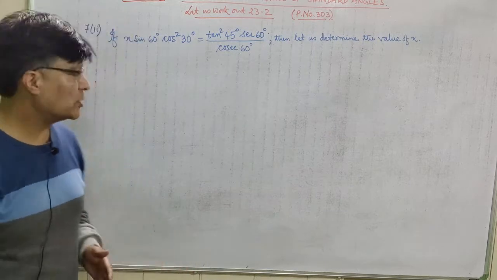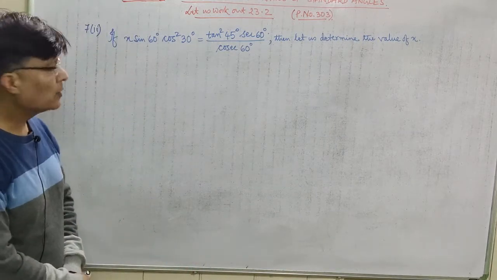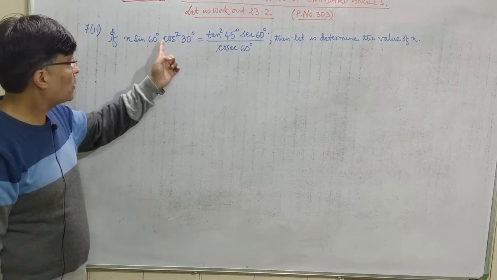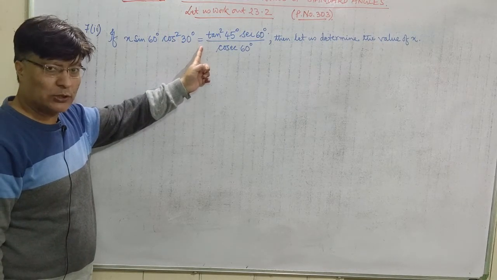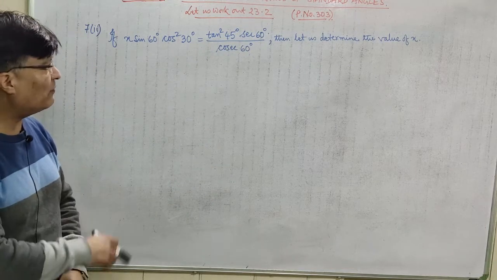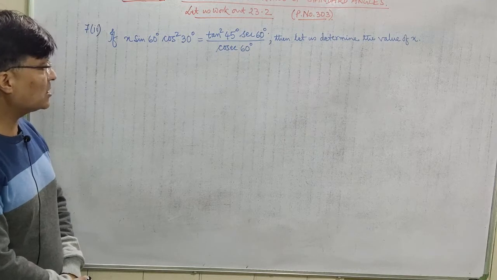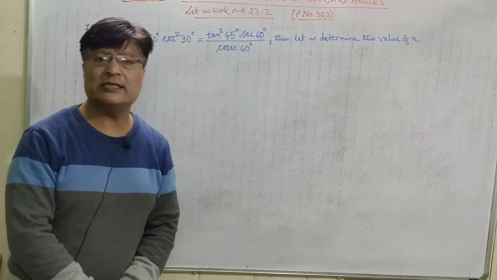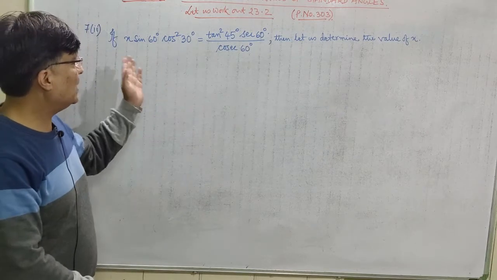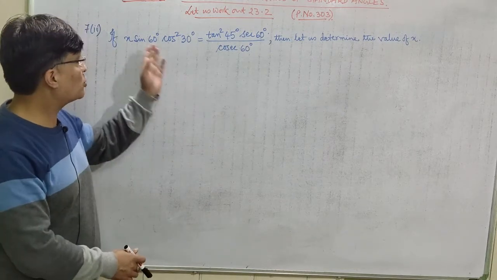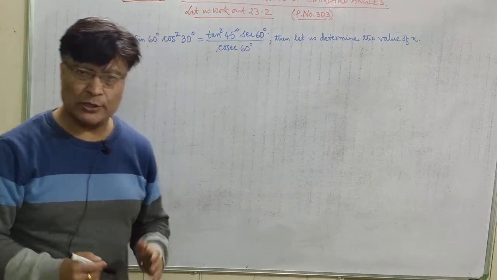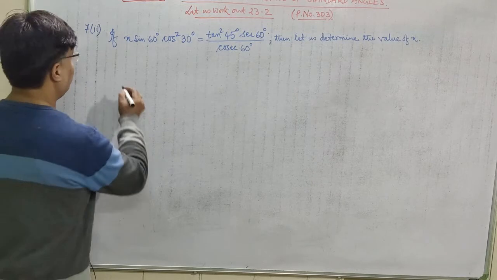So now we'll do the next question, that is 7 number 2. The question is, if x sine 60 degree cos square 30 degree is equal to tan square 45 degree sec 60 degree whole divided by cosec 60 degree, then let us determine the value of x. So here also an equation is given. You have to solve this equation in order to get the value for x. So let us solve this equation.